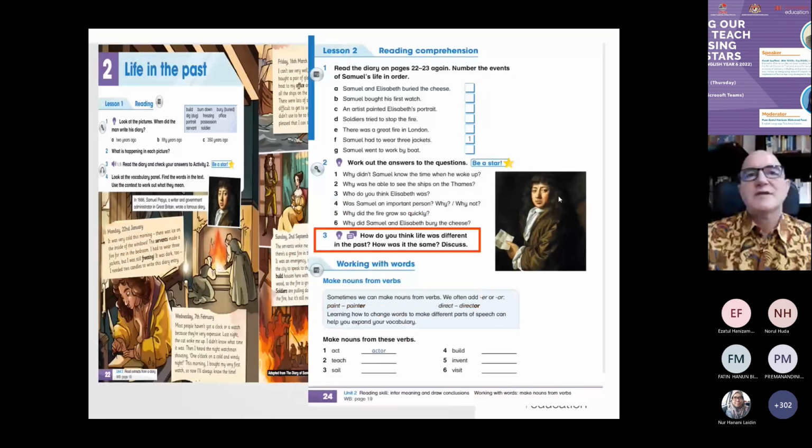So in the next activity, we have the input, and the input asks them a question. How do you think life was different in the text? How is it the same? So now we're trying to elicit used to, which is the grammar that we are focusing on. But still, at this stage, the students don't know that they're focusing on used to. They're just focusing on the text itself. But we're going deeper with our questions.